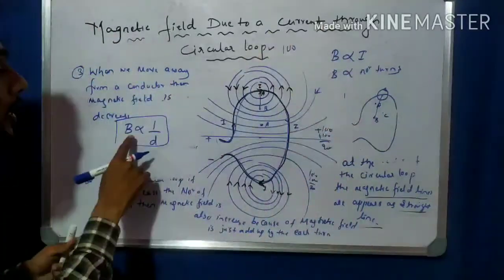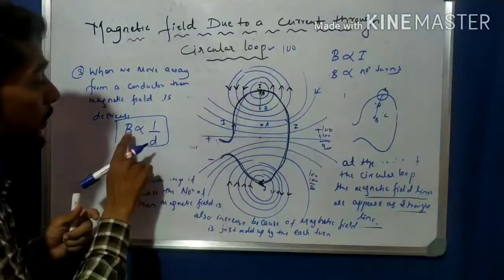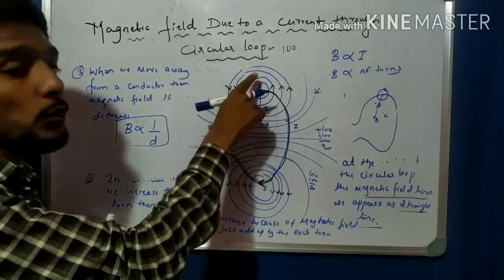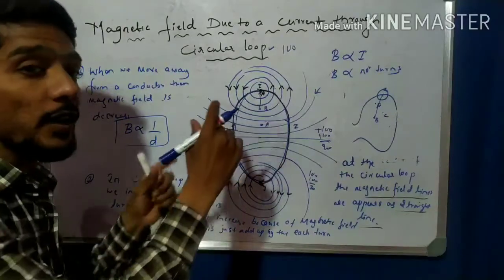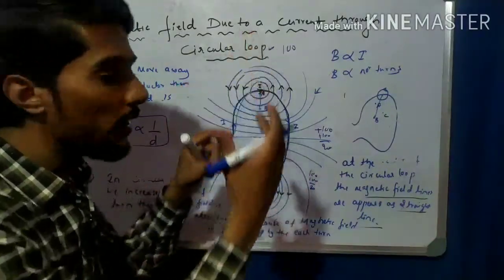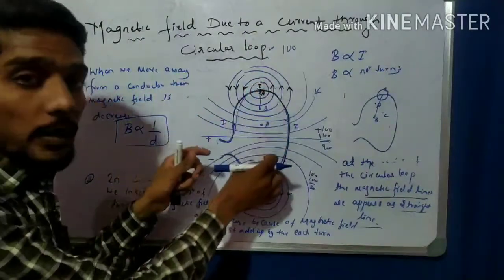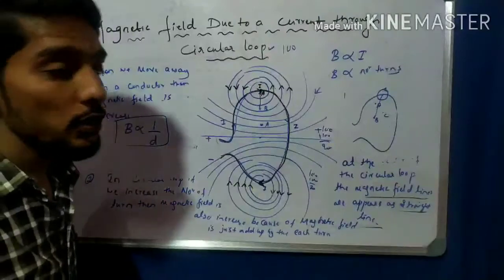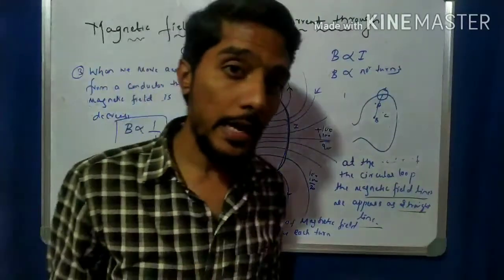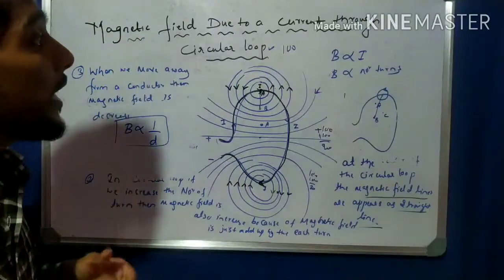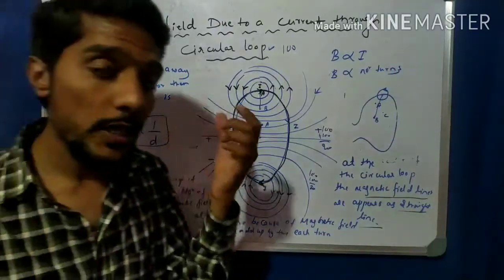And the third point is that the magnetic field is inversely proportional to distance. If you move closer to the conductor, the magnetic field increases because the distance is less. If you go away from the conductor, meaning the distance increases, then the magnetic field decreases. So those are the three important points in this case. Hope you understand this concept, the magnetic field due to a current carrying conductor in a circular loop.